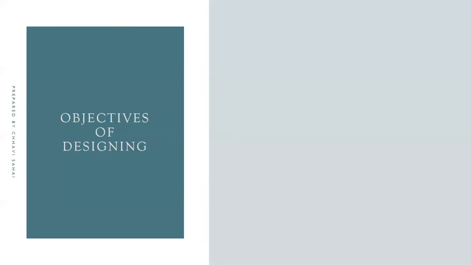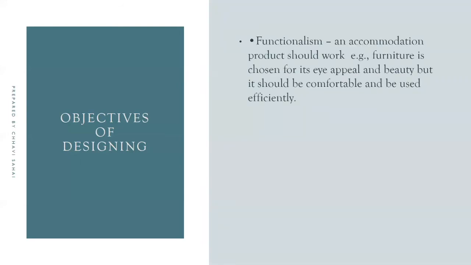Next, we move ahead to functionalism. Functionalism, what do we understand by that? For any accommodation product, specifically talking about a hotel room or a public area, we have to have the interior design which conveys functionalism. It has to be comfortable, it has to give pleasure to the guest, and also it can be used efficiently. That is the main idea.